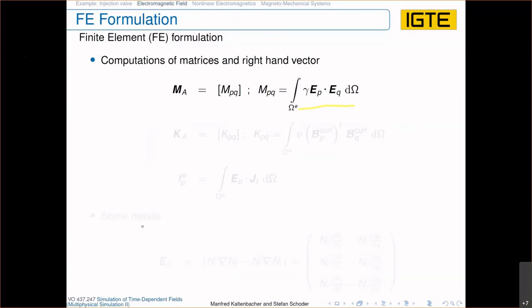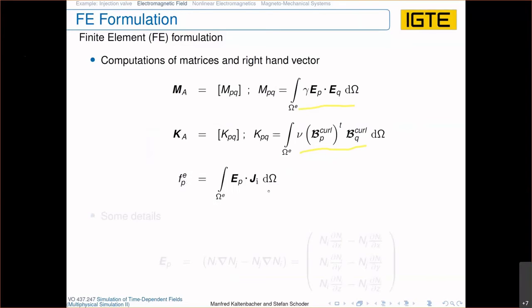Then we have the stiffness matrix, which is a little bit more complicated, and which I have written here in an abstract way, but we will look explicitly at how we can compute these curl operators. The last one is our right-hand side, which is computed according to this relation. I think the mass matrix entries are standard, and the right-hand side entries are standard when our current density is given. However, the stiffness matrix part we should investigate more.